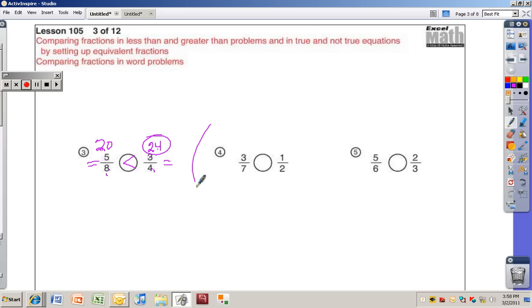All right, why don't you pause the video, do numbers 4 and 5. Make sure you show up here when you multiply what the numbers come out to be. Turn it back on when you're ready for the solutions.